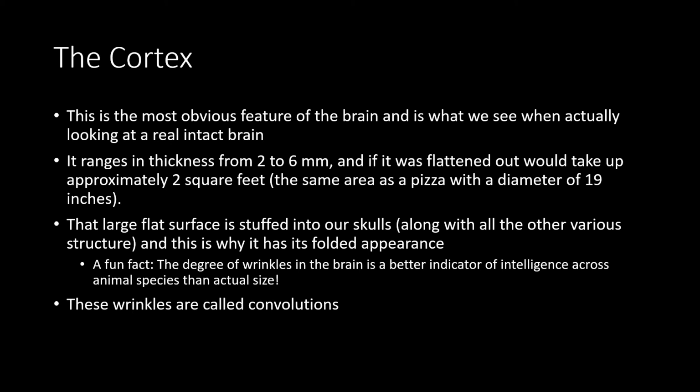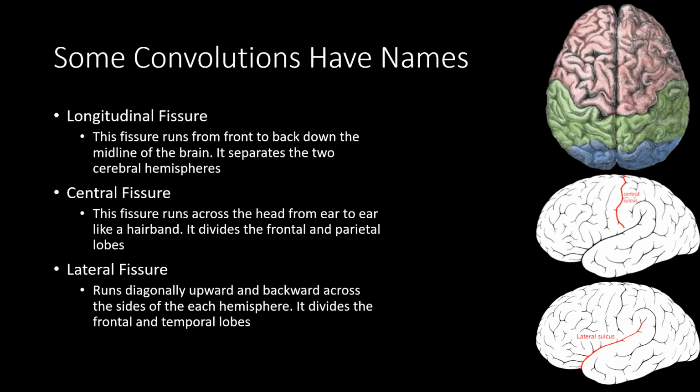One last piece, these wrinkles of the brain are called convolutions. Now there are some important convolutions, and the three are a longitudinal fissure, a central fissure, and a lateral fissure. You will oftentimes see these referred to as sulcuses or sulci, where one could say something like the central sulcus.